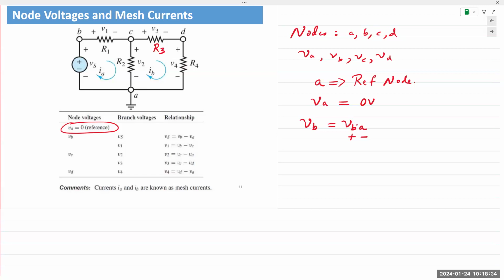And so similarly, I can say VC is VCA and VD is VDA. Okay, two subscript notation. Now, resistor voltages. Here we are already given the names V1, V2, V3, and V4. The goal is to express each resistor voltage in terms of the node voltages.